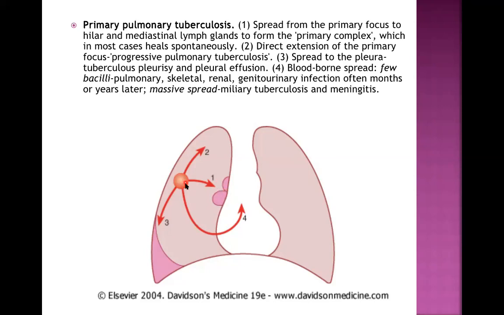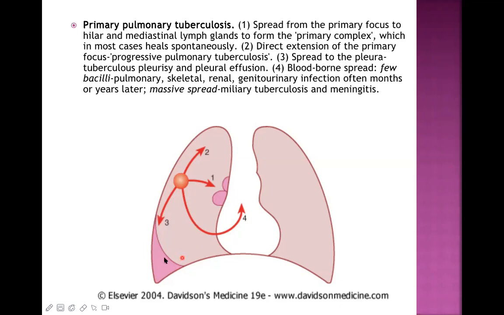Number 2, it can progress to the other areas of the lung, which is known as progressive pulmonary tuberculosis. If the immunity of that child is not good, this can happen. Number 3, it can go towards the pleural cavity. Now, this is the pleural cavity, which is outside. So when it reaches the pleural cavity, it can lead to pleural inflammation in the beginning and then pleural effusion. This is the 3rd fate.